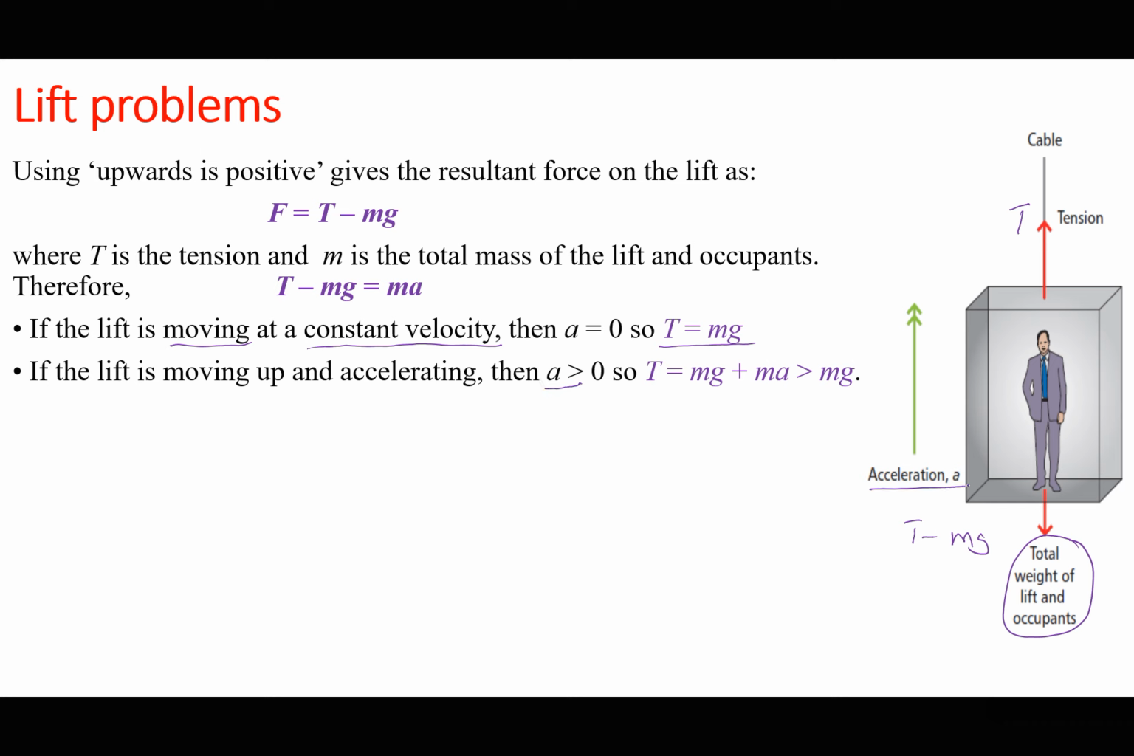Remember, the arrow here is showing that the acceleration is upwards. So if it is moving up and accelerating, then the tension T should be greater than the weight of the occupants. The tension T should be equal to the weight of the occupants plus the force causing an acceleration. In other words, the tension is going to be greater than mg because it has a component which is ma.